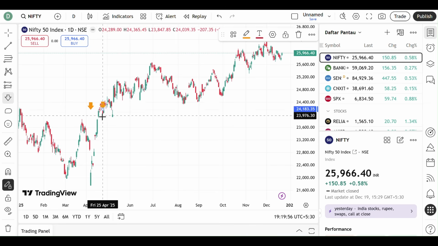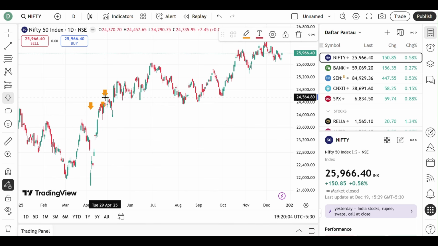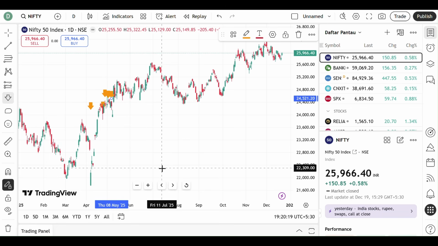Over here, this red candle. Then the next came on 29th April, again a red candle. Then the next was on May 6th, which is in fact a green candle, so the market rose that day. And the last, the fifth one, was on 8th May, which was a red candle.